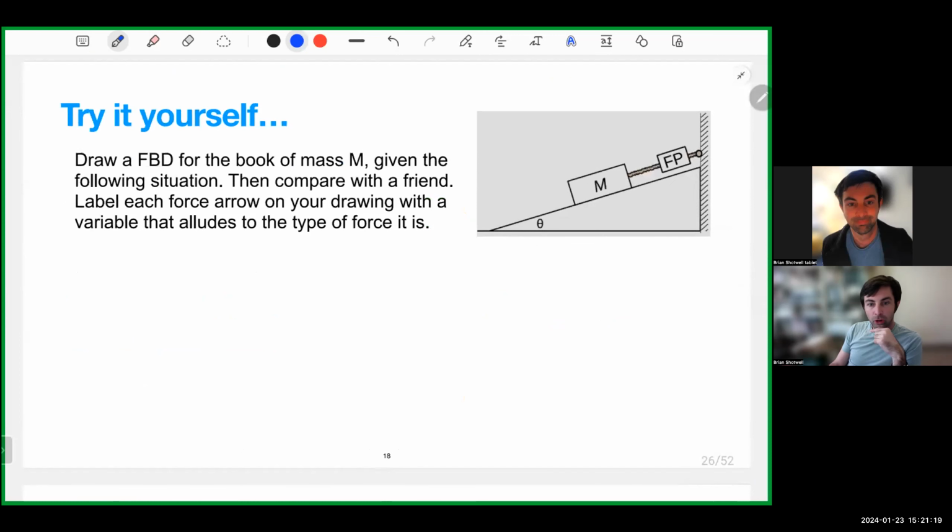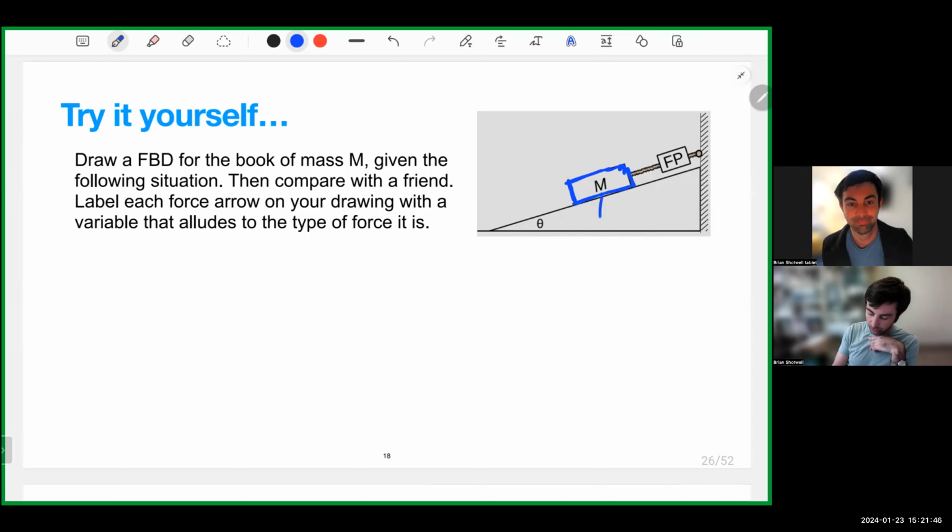So the first thing is to draw a free body diagram for a book of mass m just sitting on a ramp. So we're told in the problem statement that we want to focus on the book, right? So we're going to draw just the forces acting from outside the book on the book, right? There's more than one thing going on. There's more than one object that appears here, right? There's this force probe, there's a ramp, there's the wall. But focusing on the book, looks like we can draw some forces acting on it.